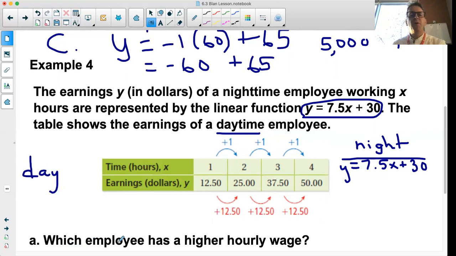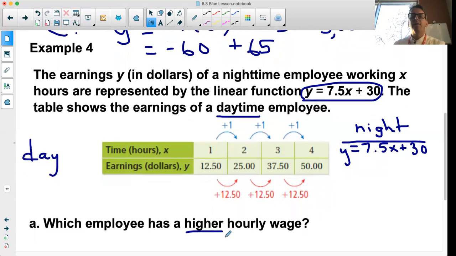It says, which employee has a higher hourly wage? Now, remember we talked about slope being rate, and wage is one of the things that can be considered a rate. You're getting paid per hour. Now, in this case, the hourly rate is the slope. So the hourly rate for the nighttime employee would be $7.50. It's the slope, 7.5. That's the rate of change.